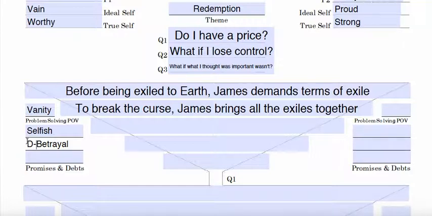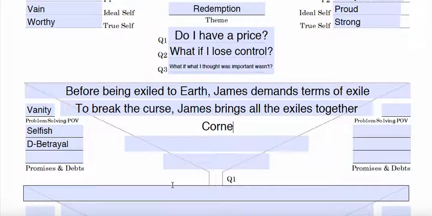So James decides to agree to a bet. So we have that consequence of them demanding proof and his decision to agree to a bet, that he can make anyone fall in love with him. So we'll put that one in here. He's cornered.